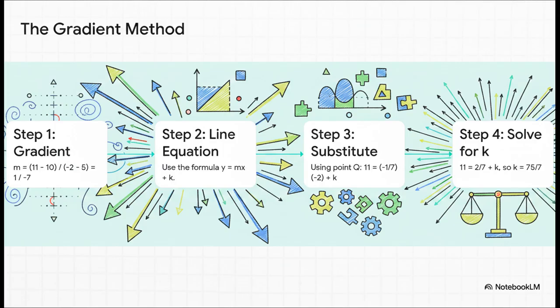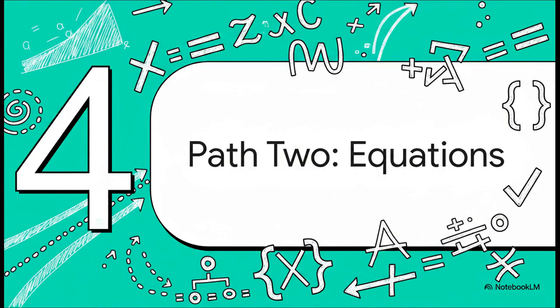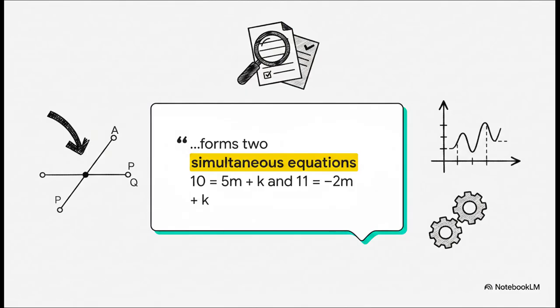But didn't the question say it was a positive gradient? That's our first big red flag that something a bit weird is going on here. But look, we're just following the process. We substitute that into y equals mx plus k, do a bit of rearranging, and we get k equals 75/7. But hey, what if you didn't think of the gradient method first? No problem at all. The mark scheme has an alternative path that's just as valid, using simultaneous equations. This approach also gets you that same fourth process mark.